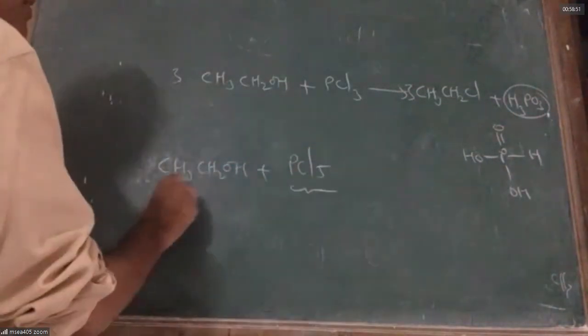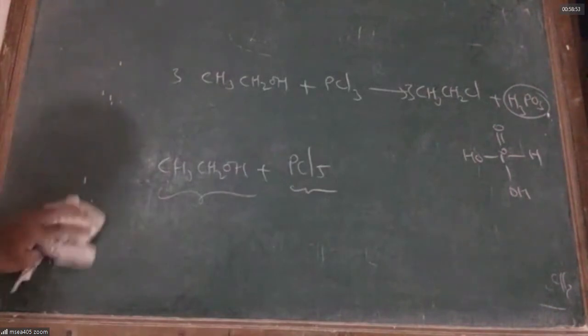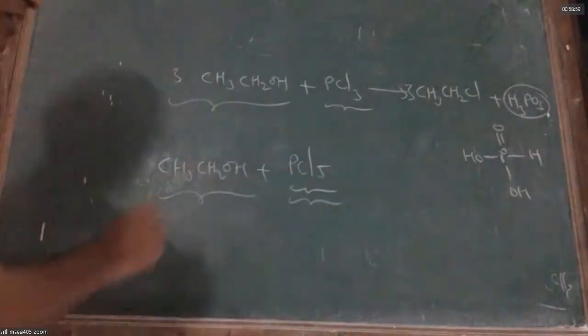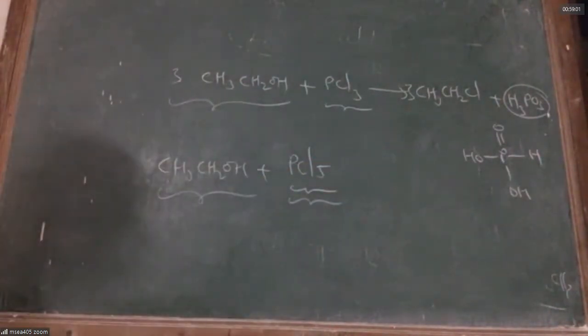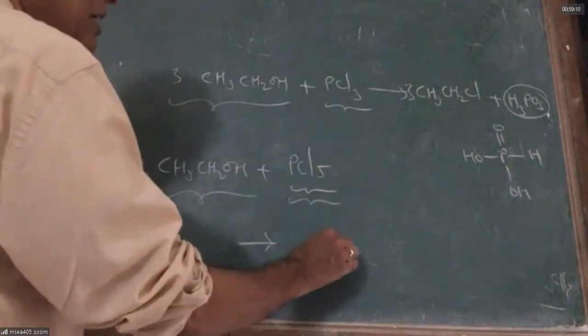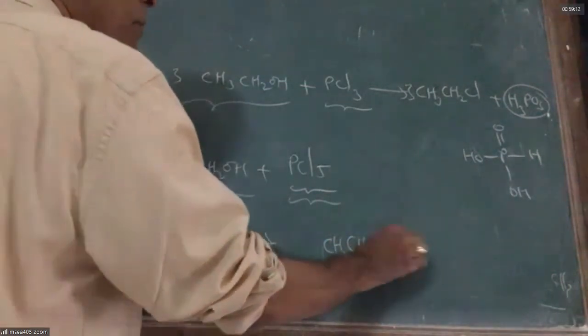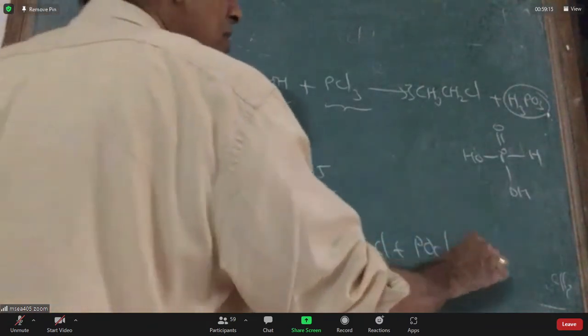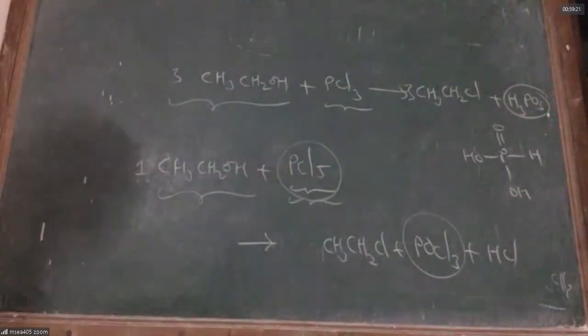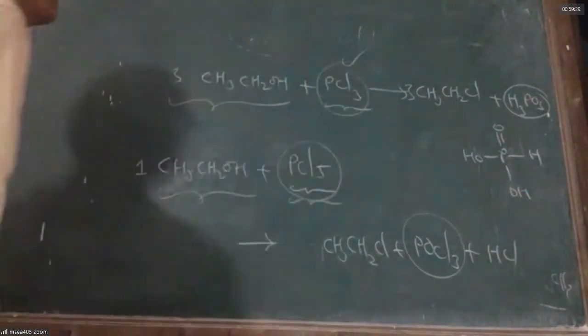each mole of PCl5 reacts with how many moles of alcohol, sir? 1 mole of PCl3 reacted with 3 moles of alcohol. 1 mole of PCl5 reacts with only 1 mole of ethanol, because in this reaction I am getting CH3CH2Cl plus POCl3 plus HCl. It means in PCl5, all the 5 Cls are not involved, only 2 Cls are involved in the reaction. Why like that? In PCl3, all the Cls are involved in reaction.